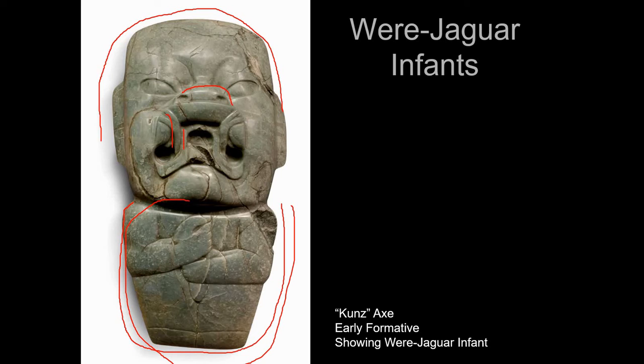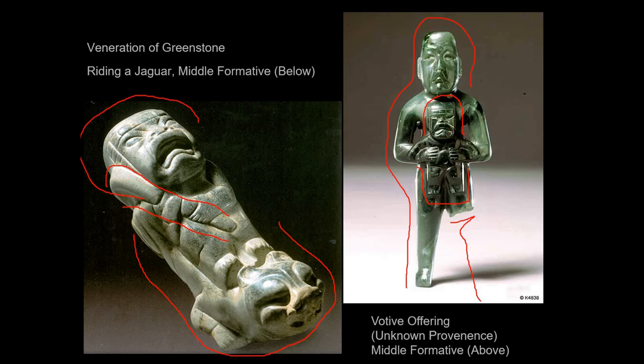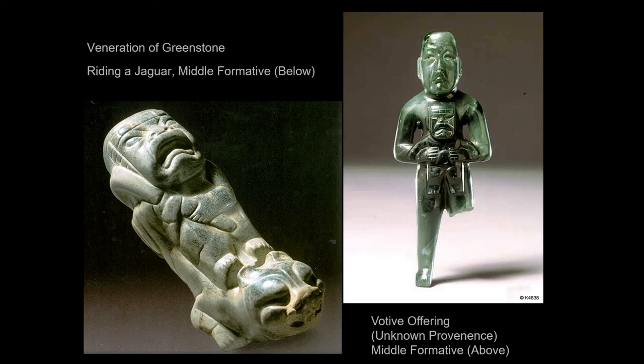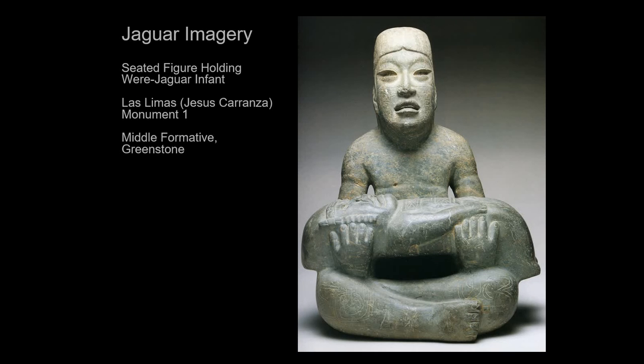So what the heck is this all about? And the answer, again, is we don't know. The jaguar were-baby seems to be one of the most important iconographic devices of the Olmec sphere. And probably one of the most famous monuments is the Las Limas figure.